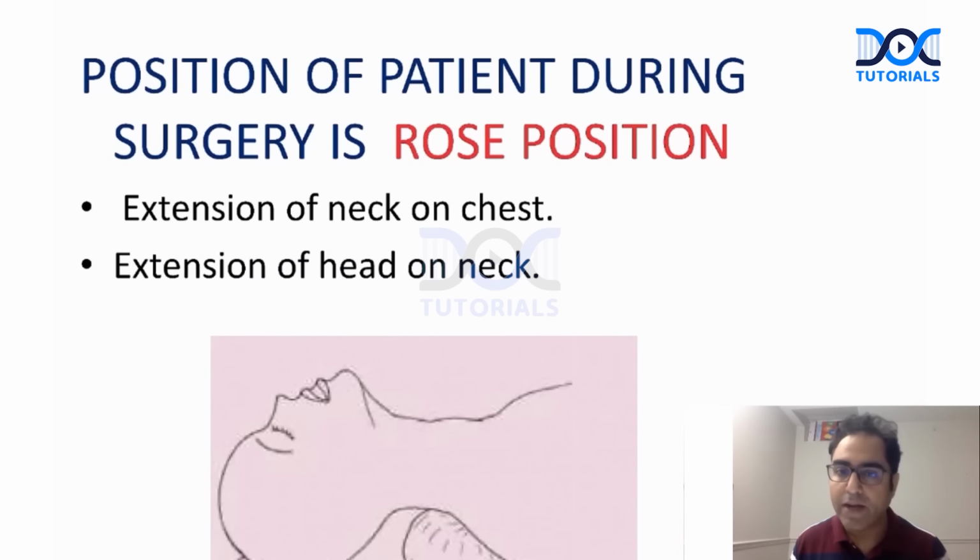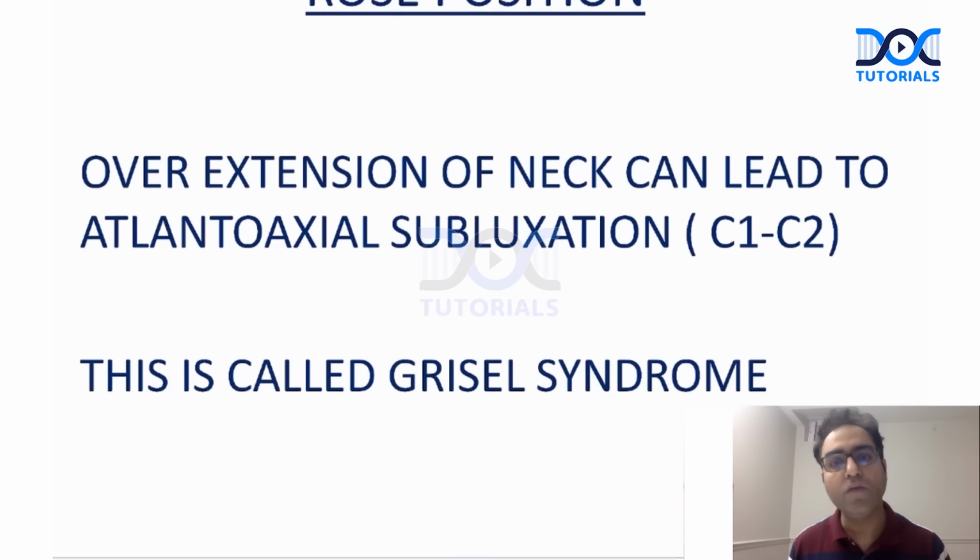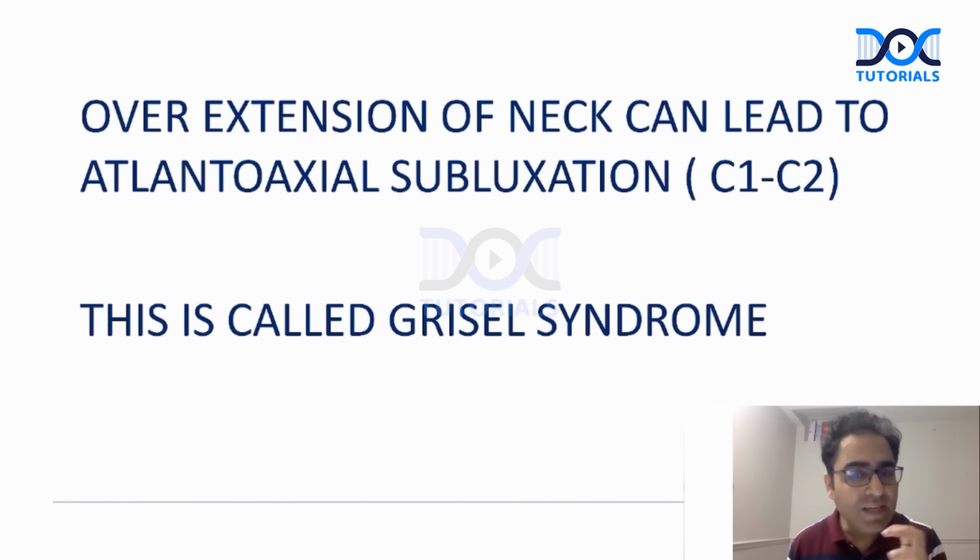Patient needs surgery, adenoidectomy under general anesthesia, and when you do a surgery, you have to put the position of the patient, and the position is called Rose position, and Rose position involves extension of the neck significantly. But don't extend the neck too much during Rose position, because if you do overextension of neck, this can lead to very serious complication of atlantoaxial subluxation. The C1, C2 vertebra can get subluxated due to overextension during giving Rose position to the patient for the adenotonsillectomy surgery. And this is called Grisel syndrome.